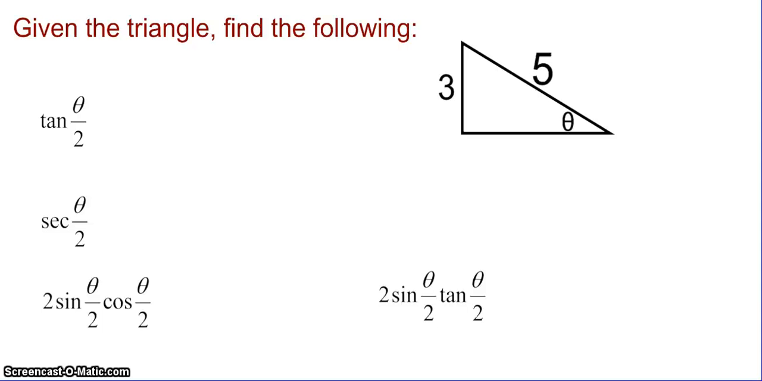So if you're given the following triangle, I want you to find the tangent of theta over 2, the secant of theta over 2, 2 times the sine of theta over 2 times the cosine of theta over 2, 2 times the sine of theta over 2 times the tangent of theta over 2.